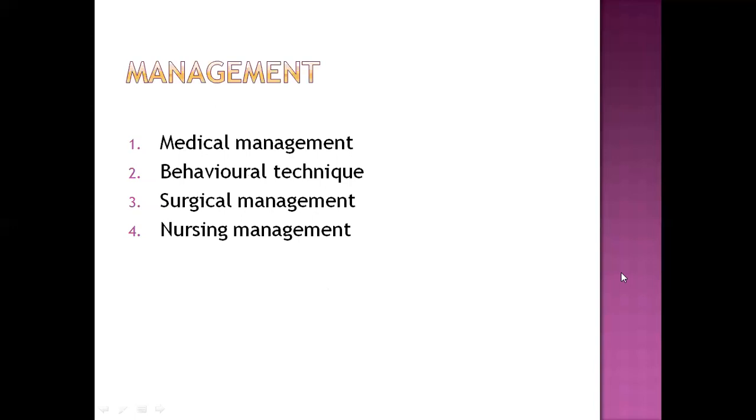Now management: we have medical management, behavioral management, surgical management, and nursing management. Behavioral management, because passing urine is one of our daily behaviors. So we can psychologically manage the problem by using behavioral techniques.